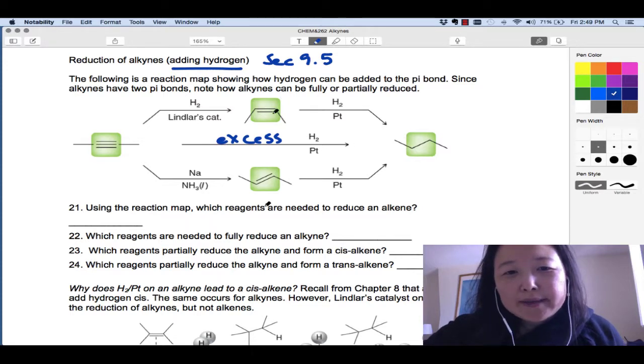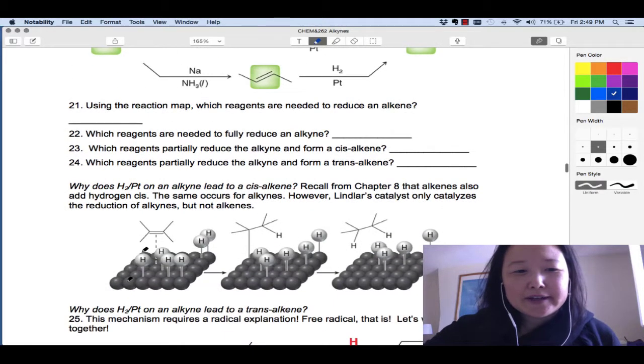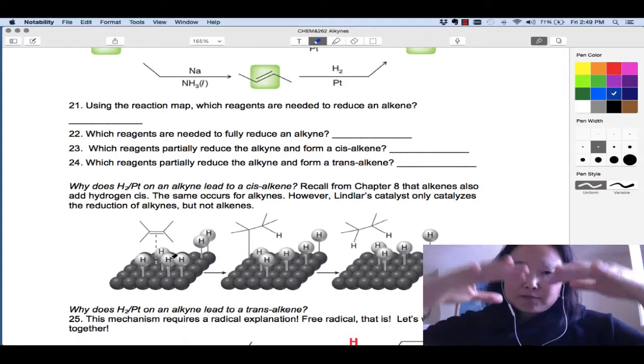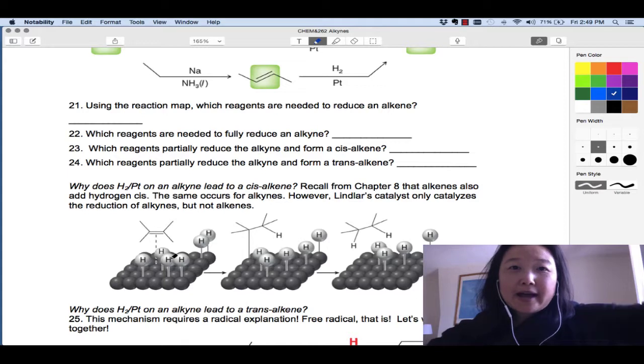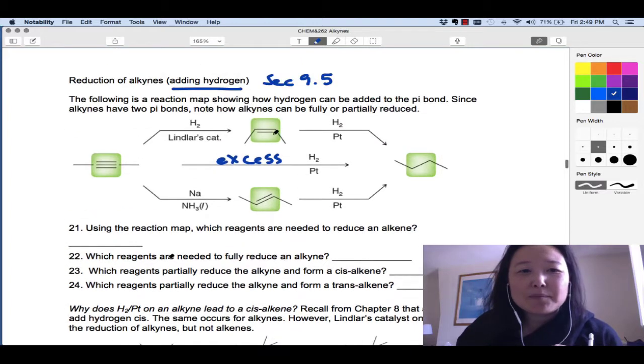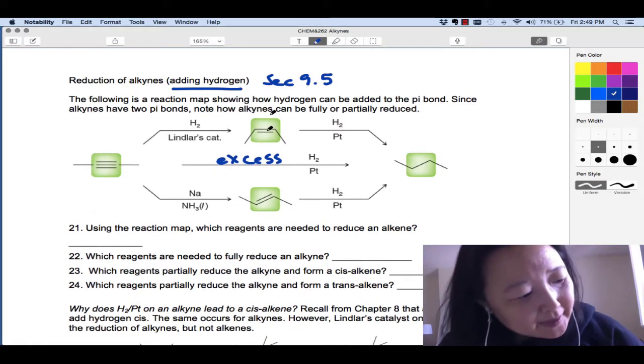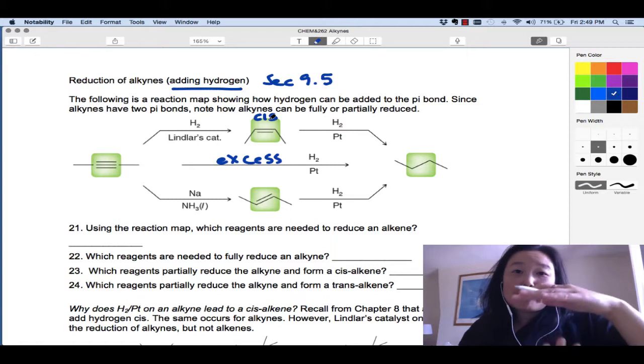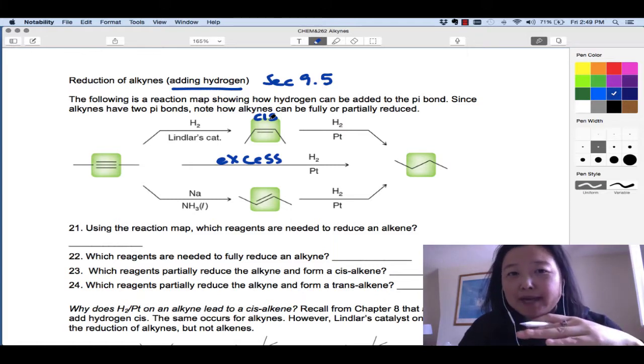Now if you want to stop it in between, it's rather difficult because the pi bonds love reacting with hydrogen. In order to stop it halfway, there are two ways we're going to learn. One is you can poison the surface. Down here is that palladium or platinum surface, all these metal atoms. Hydrogen will adsorb onto there, and then your alkene will come and the hydrogen will get added. That's why we end up with a cis alkene here, because those hydrogens are on the metal surface and they're adding together at the same time.